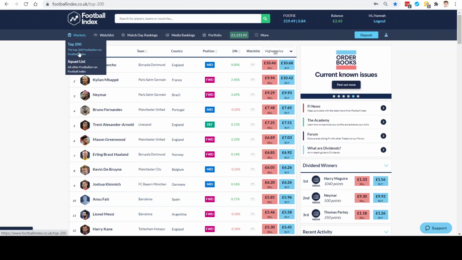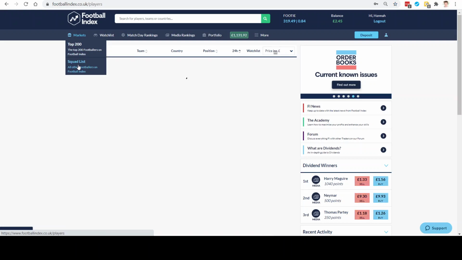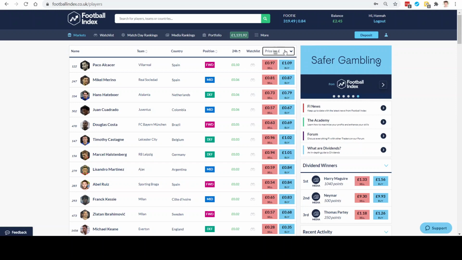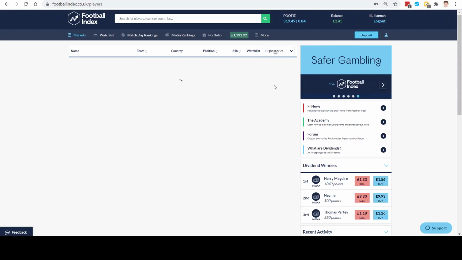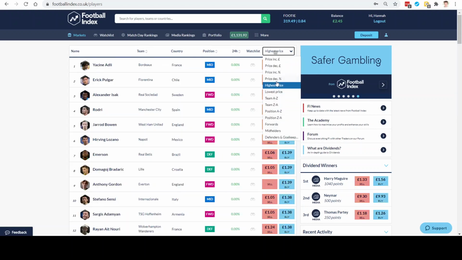So the top 200 is, like I said, the top 200 most expensive footballers. The squad list is the rest of the players on the Football Index. So this is every other player on the Football Index. Again, you can filter this by lowest price, highest price, that sort of thing.